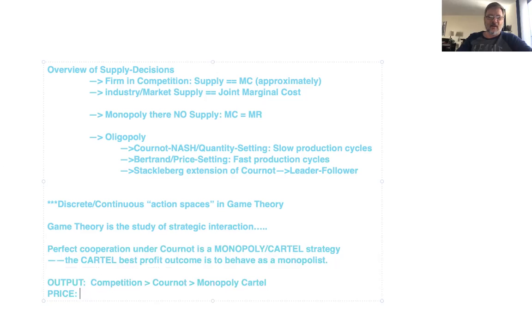The competition has the lowest price, and then the second lowest price would be Cournot. And I didn't put Stackelberg or anything else in here because this is just, again, just getting the lay of the land.